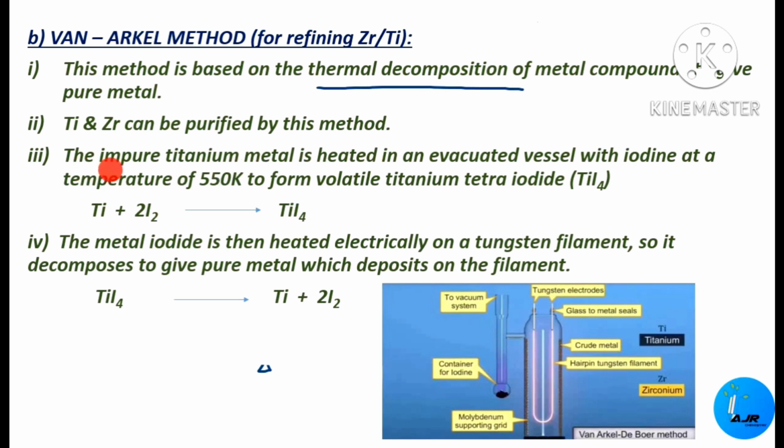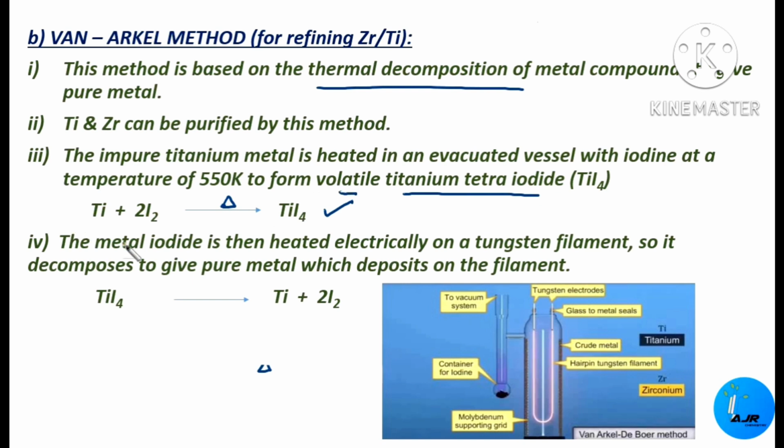Actually what happens is the impure titanium metal is heated in an evacuated vessel with iodine at a temperature of 550 Kelvin to form a volatile titanium tetraiodide. See here, this titanium is heated with iodine at 550 Kelvin, and we get titanium tetraiodide, that is volatile.